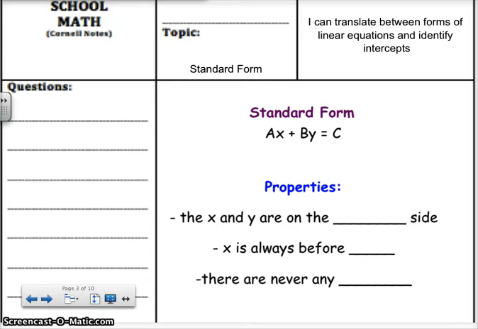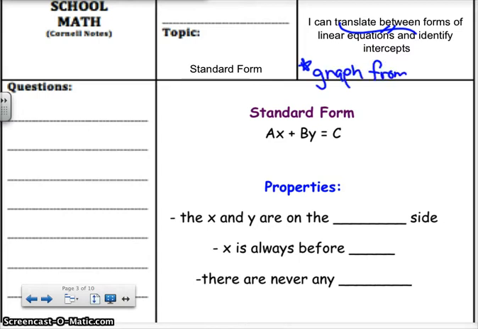7th. What you're going to be able to do today, you are going to translate between forms of linear equations and identify intercepts. My main learning target, you're going to graph from standard.